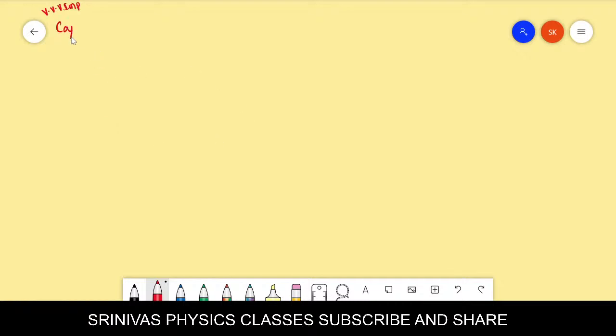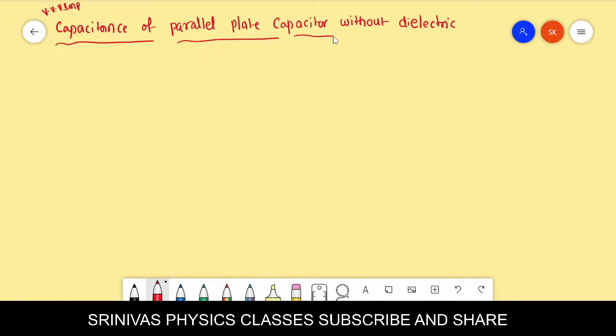The first one is the capacitance of a parallel plate capacitor without dielectric, or with air as dielectric. If there is no dielectric, that means no non-conducting substance, right?